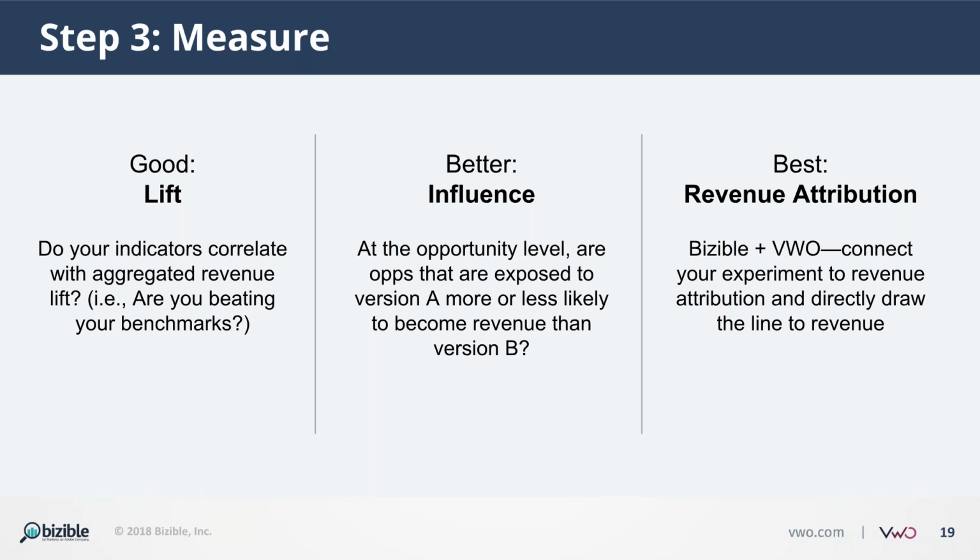And finally, you have the best way, which is to use sophisticated attribution technology that connects into your optimization software. That's, for example, the integration between Bizible and VWO. And this enables marketers to directly connect experiments to downstream revenue and do so in a granular and comprehensive way. And I'll show you how we do this at Bizible.